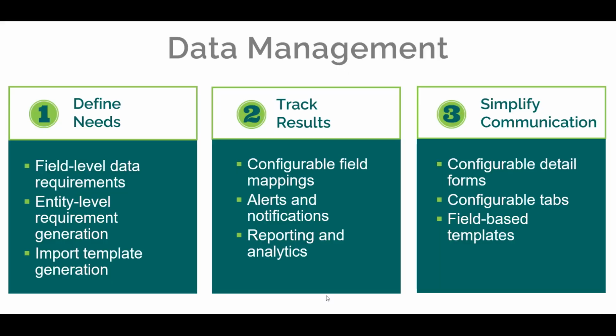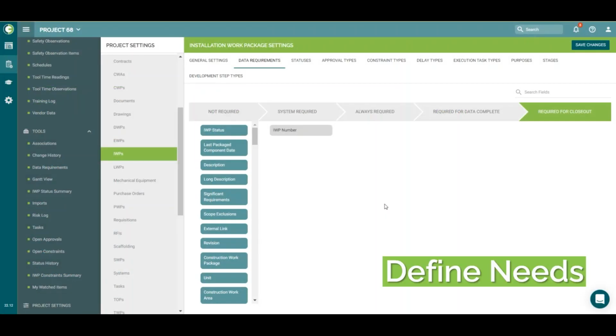Let's take a look at how O3 has improved data management to help make the AWP process simpler and more efficient. We first expanded our ability to define our data needs within O3. The first step in the data management process is to set our requirements. From our project settings, we can set which fields are always required in order to create a particular work package, which are required for data complete for the sake of reporting, and which are required for a package to be closed out. This flexibility allows us to make sure that the necessary data is always provided.